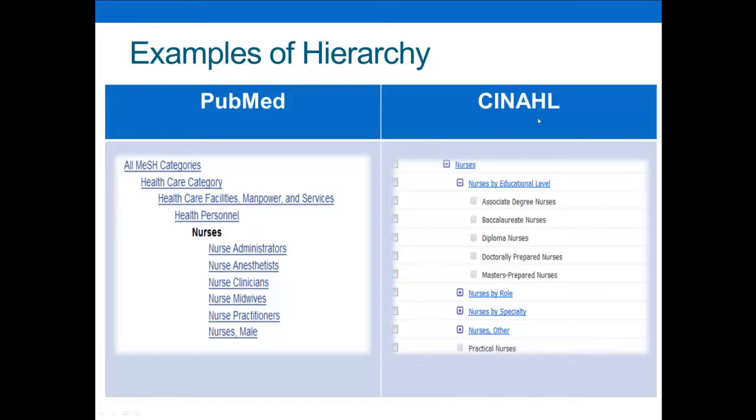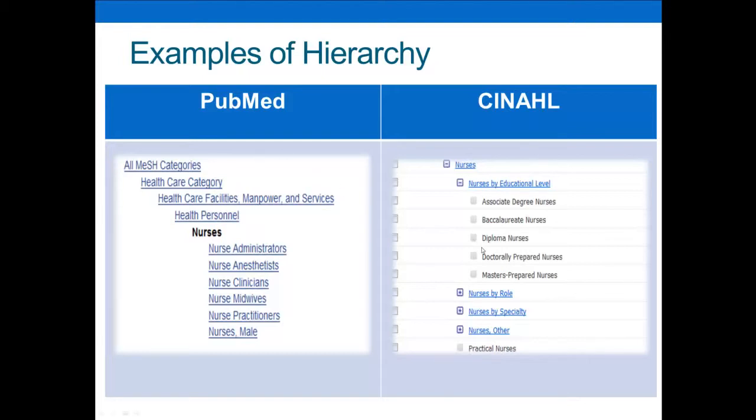Just the same thing in CINAHL. You'll see nurses at the top, and then as you go down the tree, you'll notice that there's different or more specific types of nurses addressed. As the terms go from broad at the top to more specific, what you also need to keep in mind is you'll go from several articles at the top where it addresses nurses to very few articles as you get more particular. Depending upon what you're searching for and your need, that may or may not be useful to know.